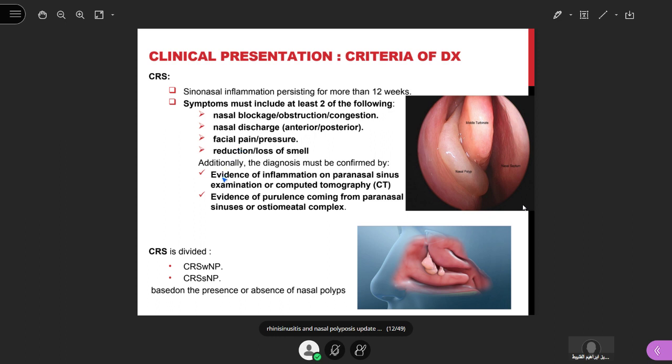So chronic rhinosinusitis can be divided into chronic rhinosinusitis with nasal polyposis or without nasal polyposis, based on the presence or absence of nasal polyps. And the criteria of diagnosis is clear or not?